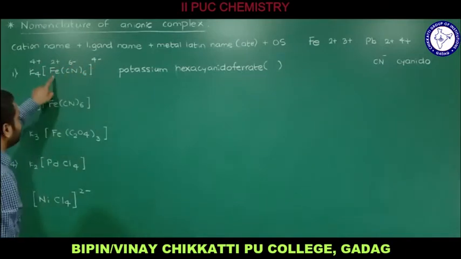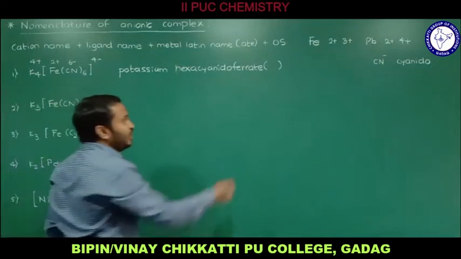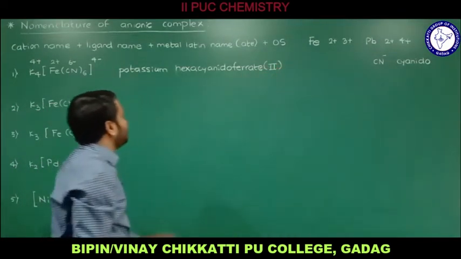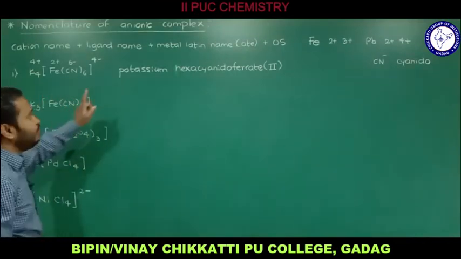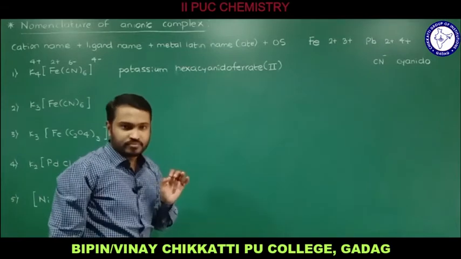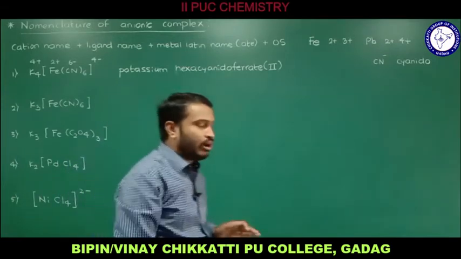So therefore the oxidation number of iron will be +2, and that I write in Roman numerals, in brackets here. So the name of this compound will be potassium hexacyanidoferrate. One more concept I want to highlight here.